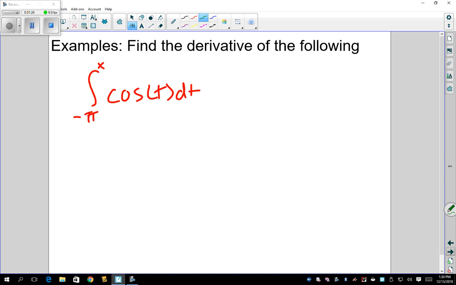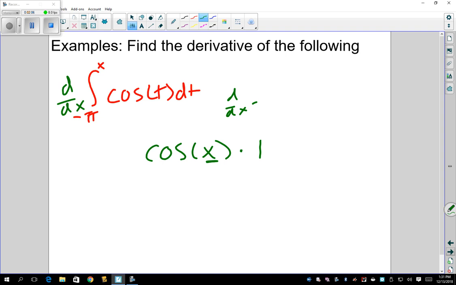So our first example is the integral from negative pi to x of cosine t dt. And this is just asking me to find the derivative of the following. And so I know that I need to take the derivative with respect to x. But the problem is I'm in terms of t. So when I take the derivative with respect to x, I want to plug x back in. But remember, with our chain rule, we need to take the derivative of whatever is plugged in on the inside. And so this ends up being cosine of x times the derivative of x, which is 1.